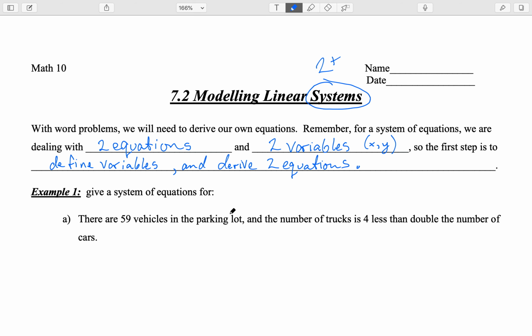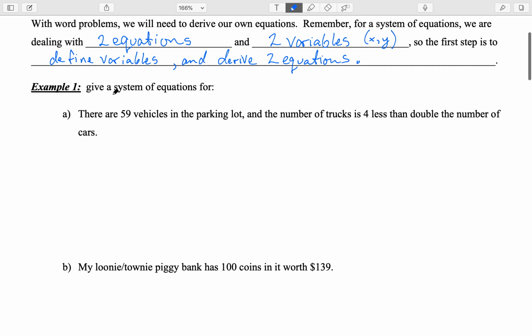Okay, so let's give these a shot. Here we're just giving the system, not actually solving it. For example, there's 59 vehicles in the parking lot. The number of trucks is 4 less than double the number of cars. So what are the two things we're dealing with here? Trucks and cars. Instead of calling them x and y, I'm going to call them T and C. T is the number of trucks, and C is the number of cars.